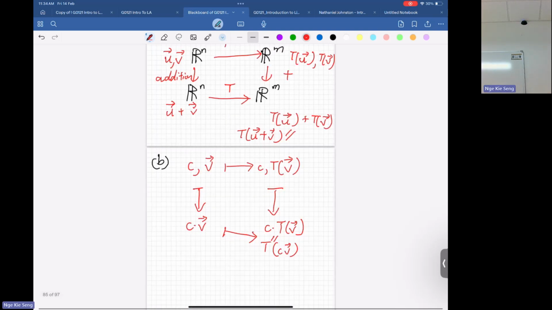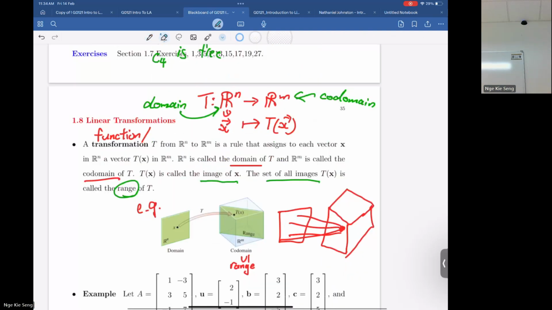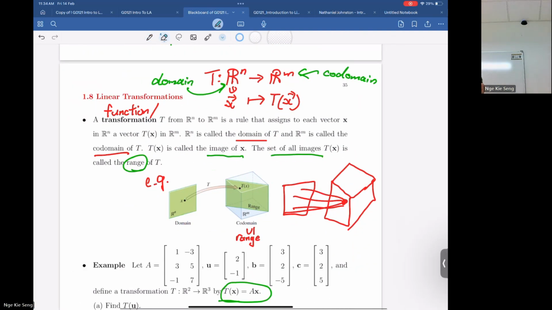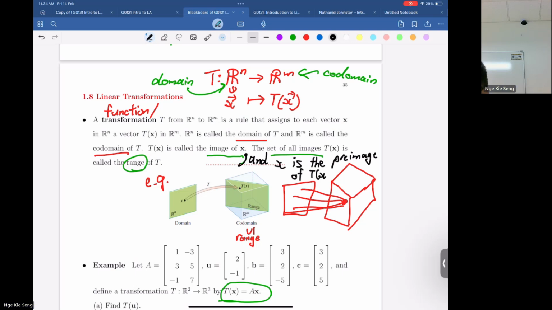Where did we define the mapping just now? Tx is called the image of x. And maybe we add a definition here: x is the pre-image of Tx. So if you have an x, you map it across. This is the image Tx. And the pre-image of Tx is the thing that maps into Tx.